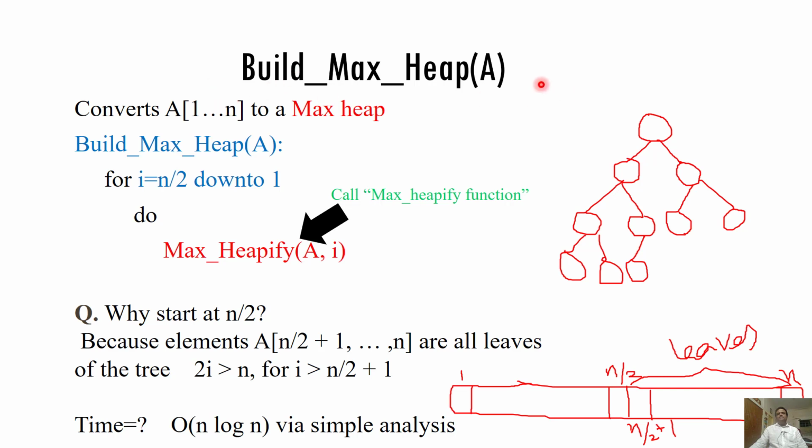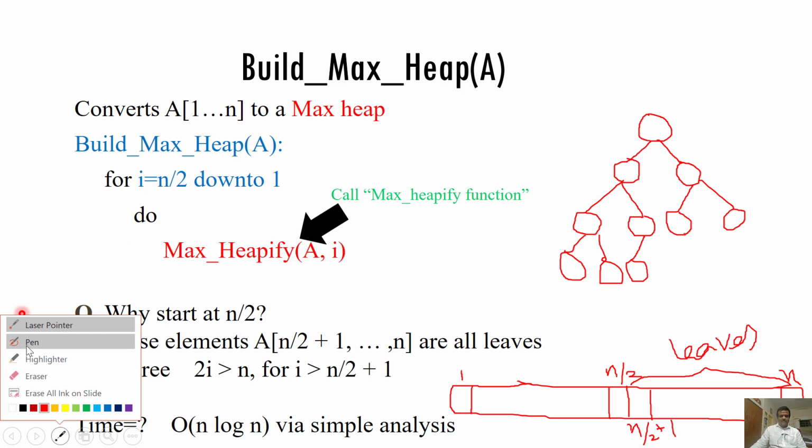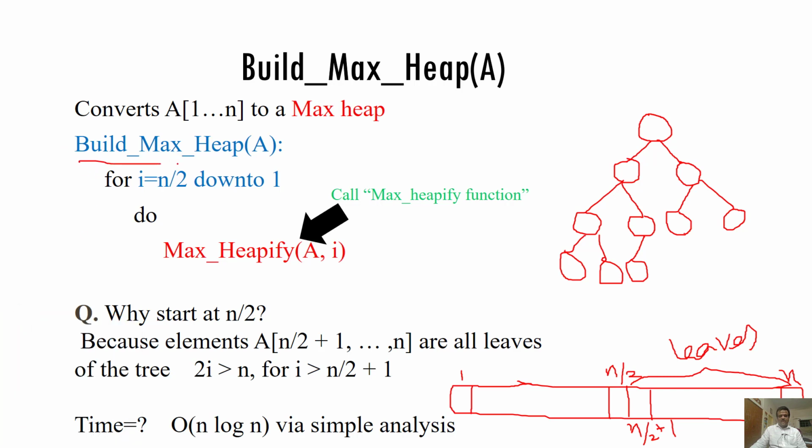Now, come to the build maxip, which takes an unordered array and converts it into a maxip array. So, that is the idea. How can we do that? This is very simple code, just 2-line code. Okay, this is the code for build maxip. We take the input as an array, A array. A array is the input, and the output is A array, but it will be a maxip array.